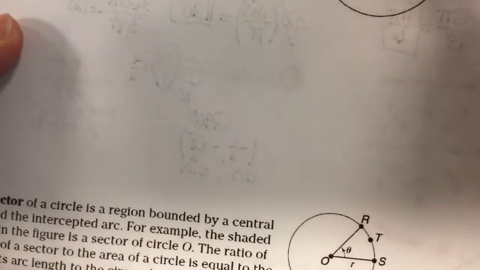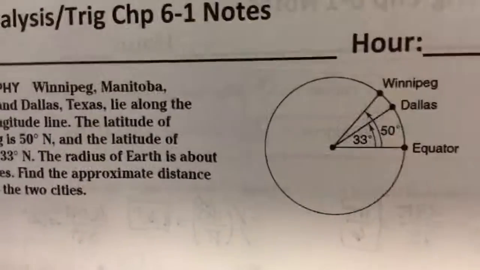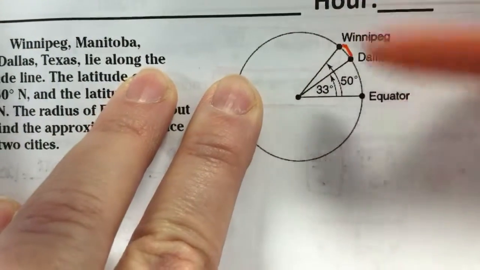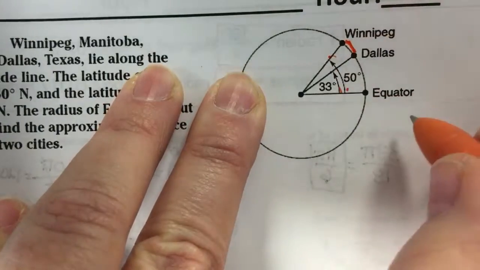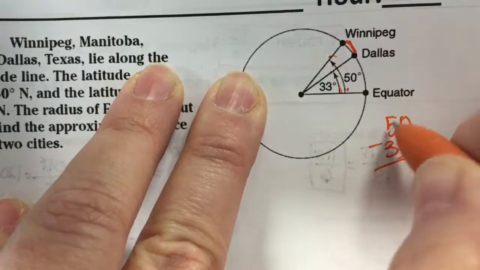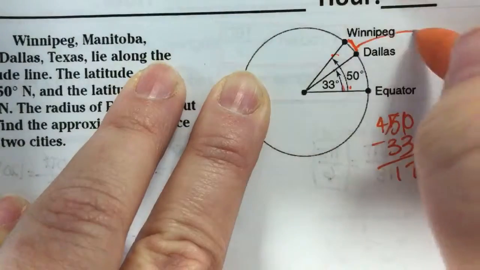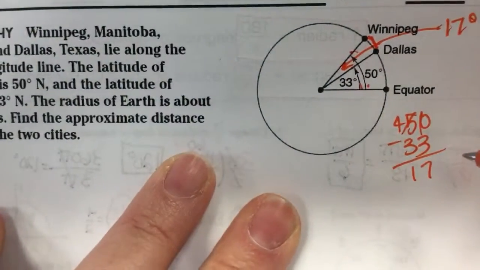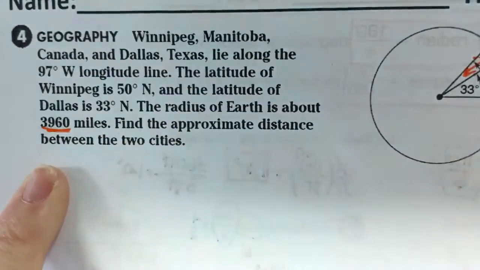This is just wanting to know the distance between the two cities, between Winnipeg and Dallas. We're only looking for this. The entire distance from here to here is 50, and here is 33. So we just need this distance. So 50 minus 33, 17. So this right here is going to be 17 degrees. Does it tell us our radius? Yes, our radius is in the reading right here.